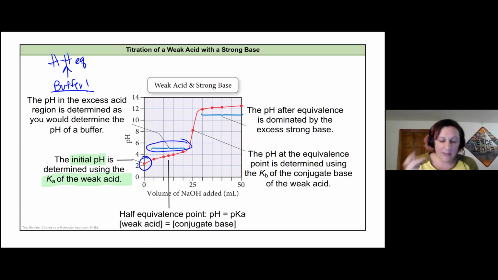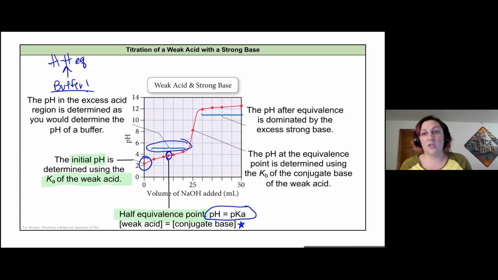Now, there is one special point here, and it's the point smack in the middle. Everyone calls it the half equivalence point. This is the spot where you've added exactly half the volume of the sodium hydroxide that you need to reach the equivalence point. This is also where the moles of weak acid are equal to the moles of conjugate base, as we show here that the concentration is the same of both. And at this point, we have a really easy calculation. The pH is just equal to the pKa of that weak acid.